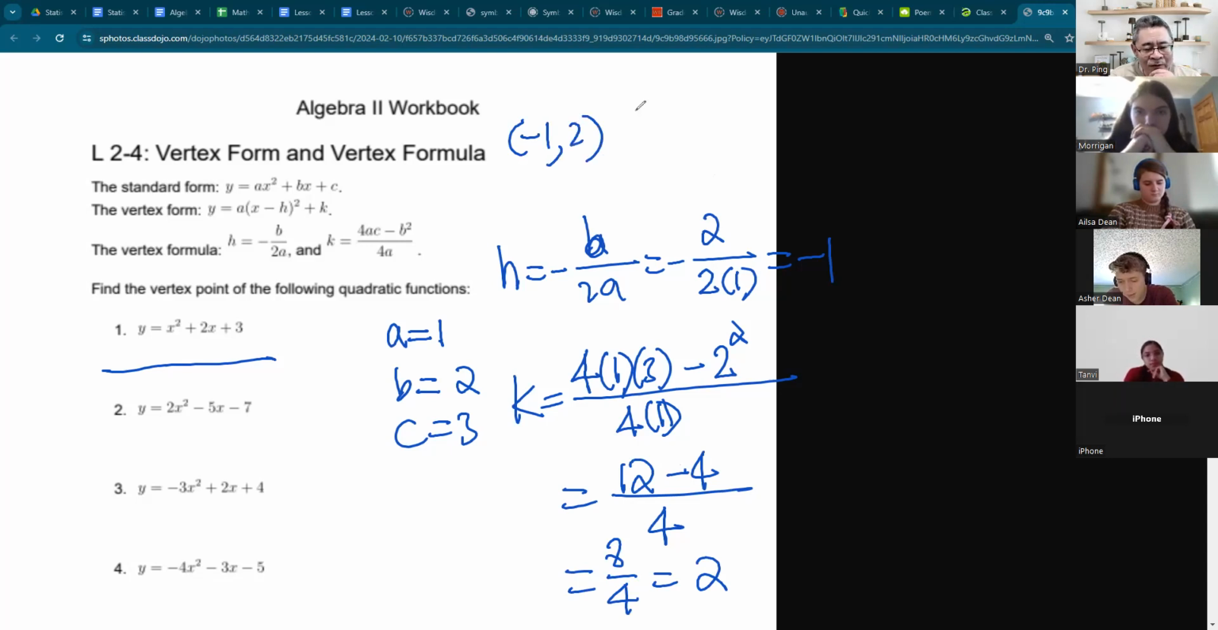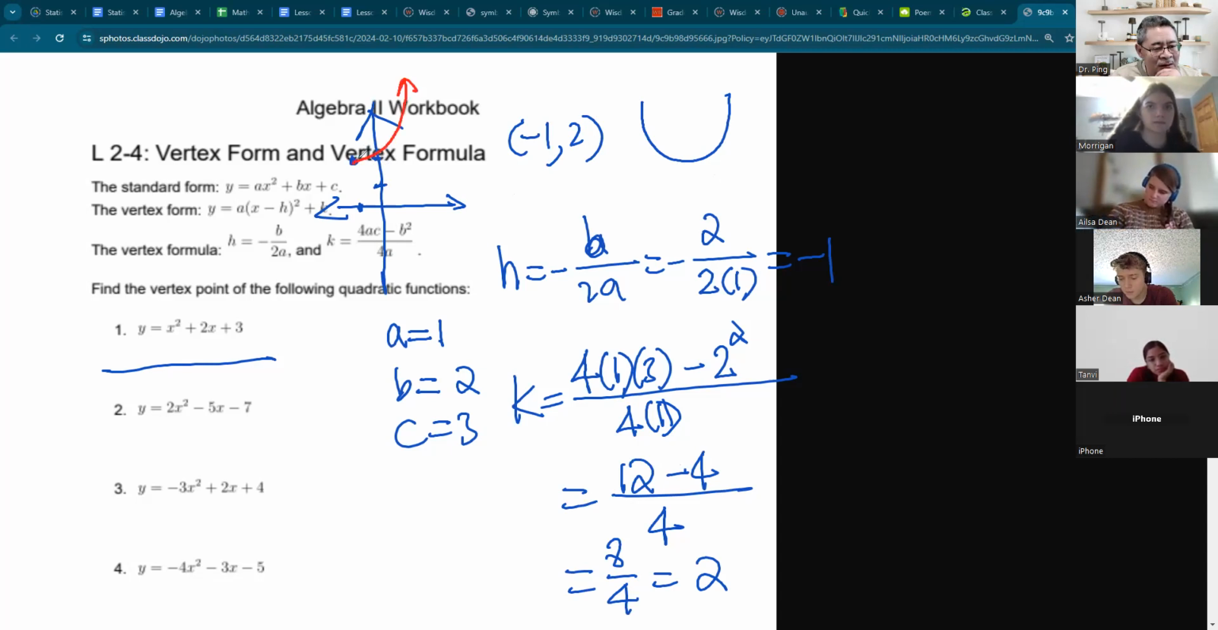So if you want to graph this one, this is something we'll see. If you want to do it on an XY coordinate plane, -1 here, 2 will be here. So it will be a graph like this, like that. Yep, we good here?